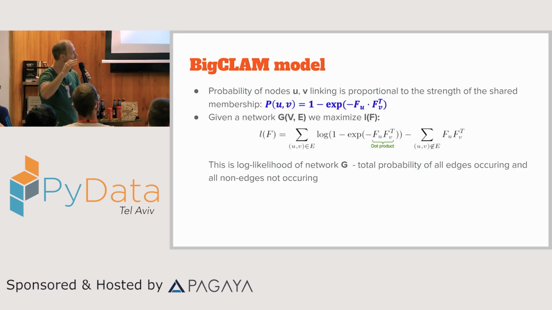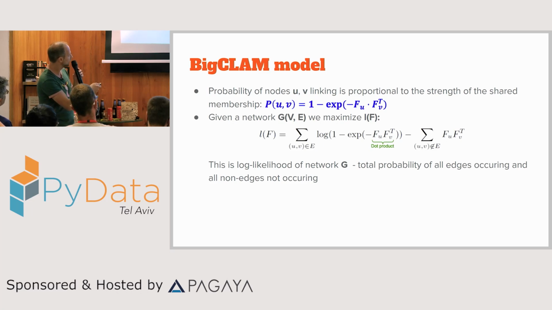If you think about it, we have two vectors. We're doing a dot product, so we sum the multiplications. We get values for the places they both belong to. So 1 minus exponent will be a small number, and it will be proportional to the strength of the membership.